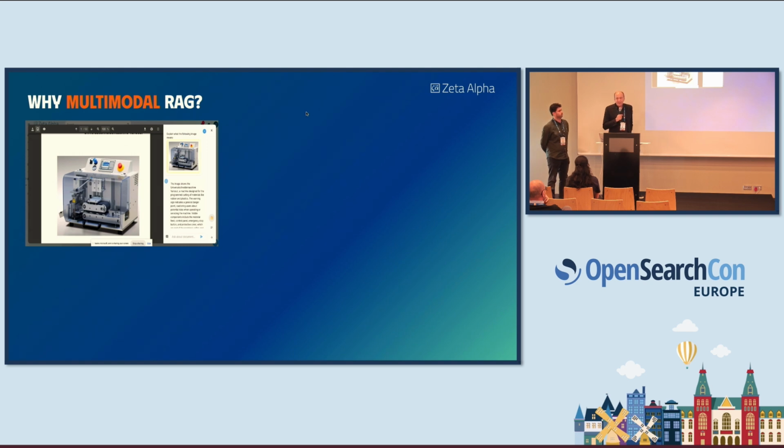And why does that need to be multimodal? Well, there are many types of documents which contain a lot of visual content. For example, if you're talking about industry manuals of complex machines, they will of course have photos or diagrams of the machines, and then under it text that explains what the machine does and how to troubleshoot it.